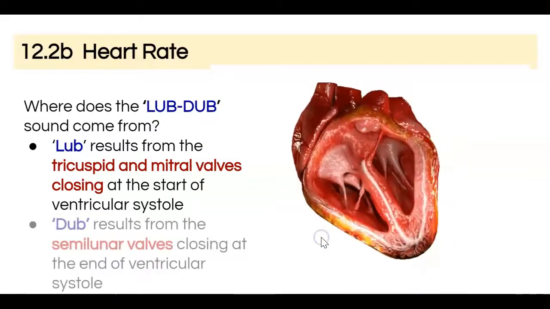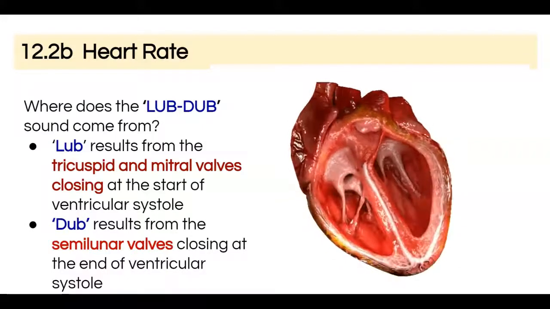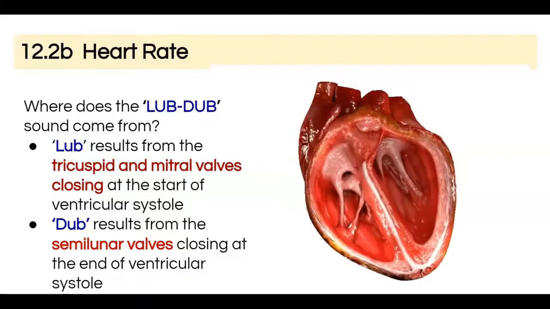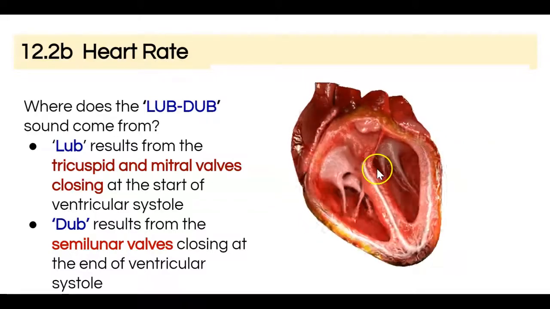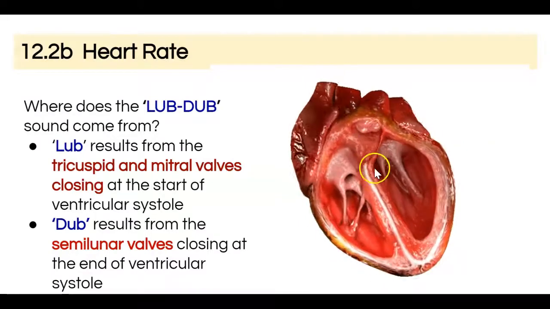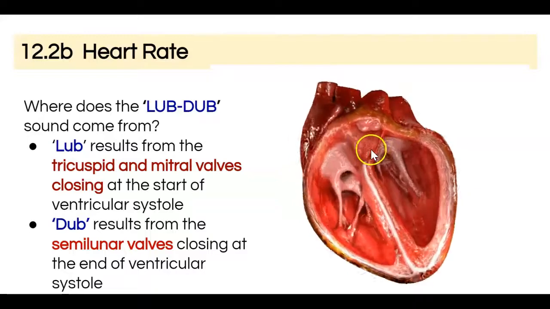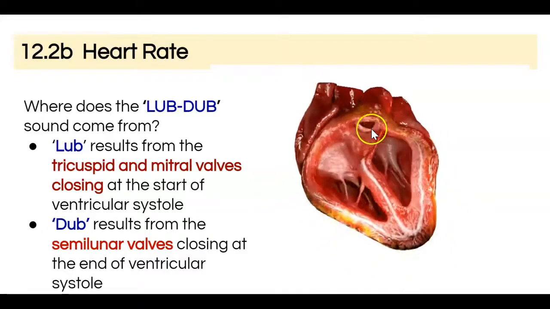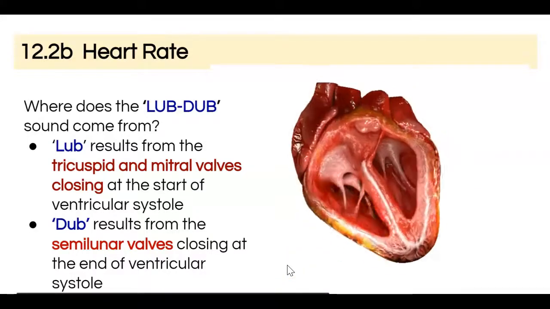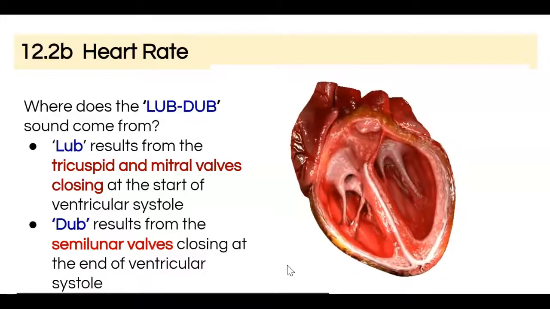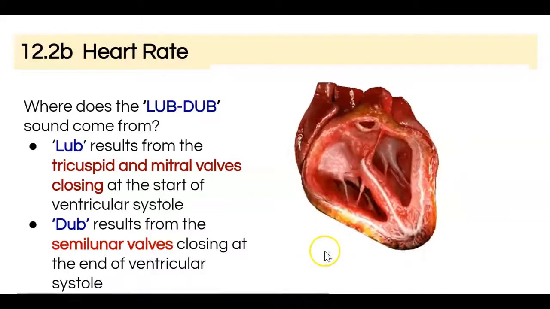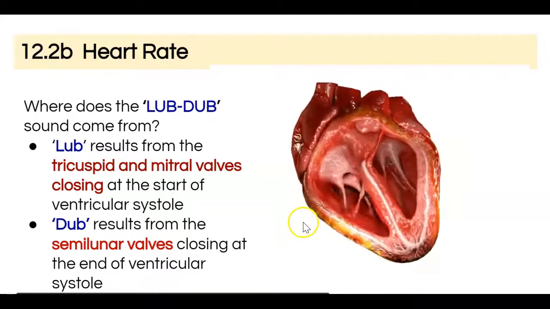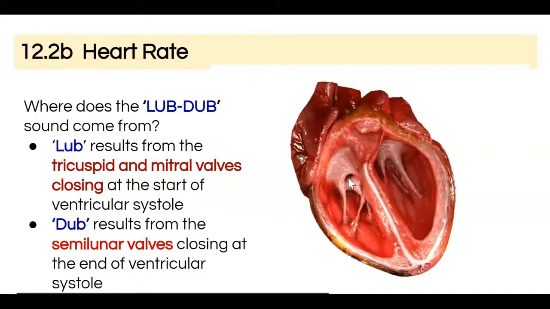Now, what is the dub? The dub refers to the semilunar valves, and we can only see here the pulmonary semilunar valve, but we know that the aortic semilunar should be somewhere behind in here. When it closes, that forms the dub part of the lub-dub sound, and that happens at the very end of ventricular contraction, right? So I'm going to try to get in a sequence here so that it matches the animation.